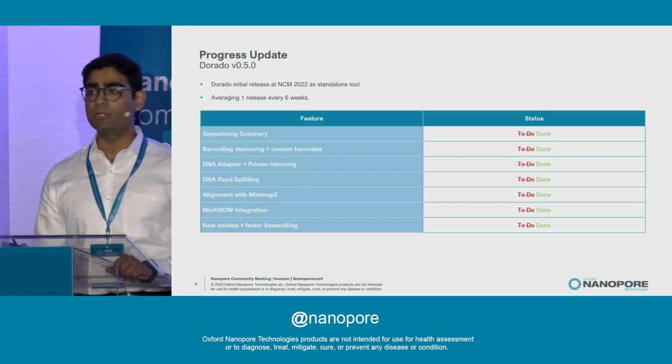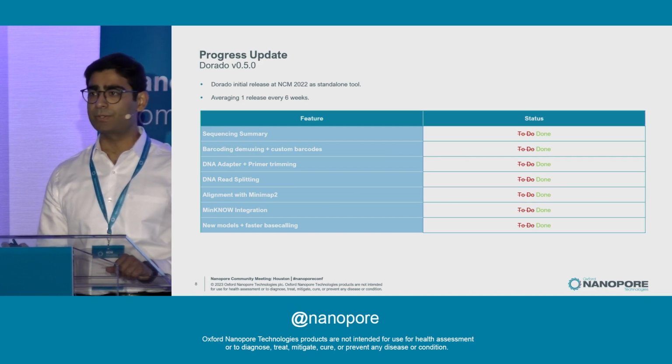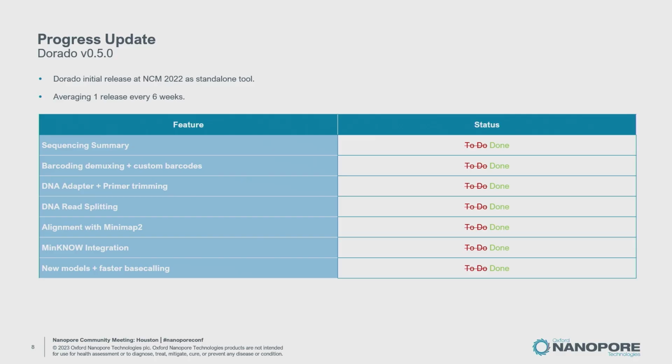So today, we're releasing a new version of Dorado, version 0.5.0, and this is a big release for us. At the beginning of the year, our goal was to bridge the gap between Guppy and Dorado in terms of the core features. And I'm happy to say that we've made a tremendous amount of progress on that front. Dorado now supports sequencing summary files, barcode demultiplexing with custom barcodes, DNA adapter and primer trimming, which was just released today, DNA read splitting, and alignment with Minimap2, along with a lot of other features.